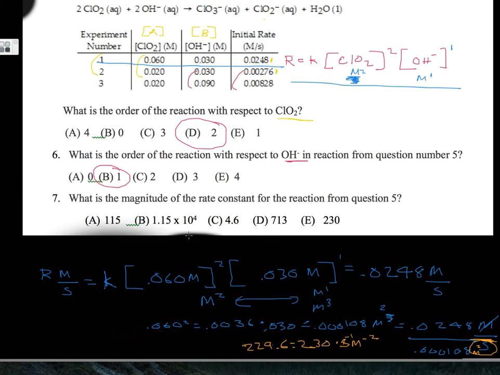It doesn't actually ask what the units are, so that wasn't as important. But that's good to know how to calculate those. And our answer here will be E, 230.